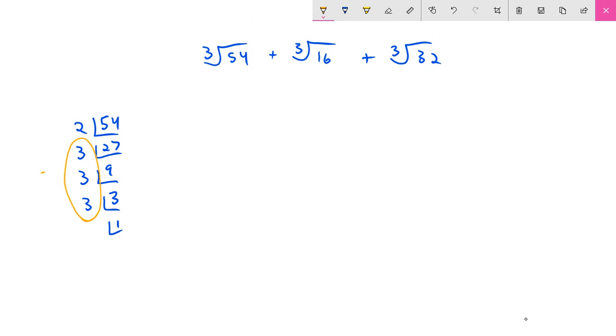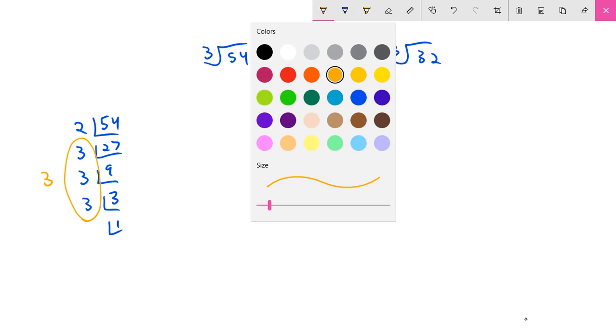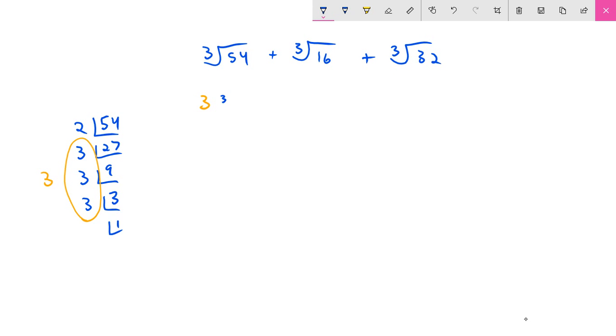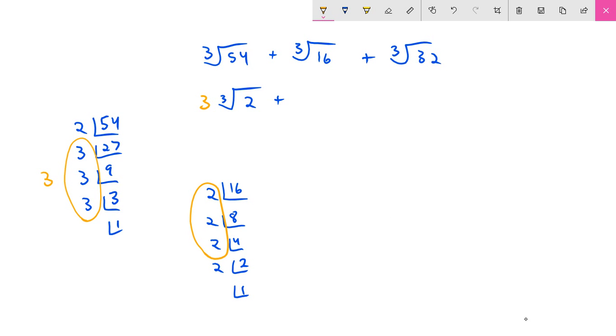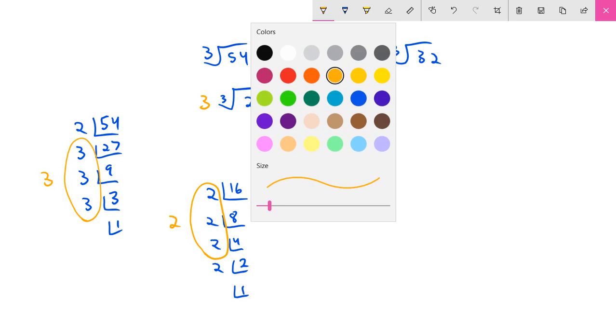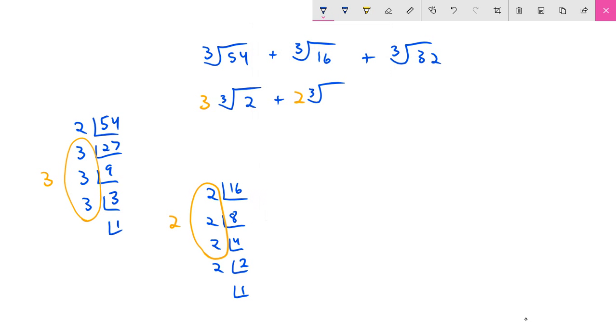So there we go. So what does the cube root of 54 simplify to? 3 cube root of 2. Good. Now let's do the plus the 16. So 16, what do I divide that by? 2. Gives me 8. 2 gives me 4. 2 gives me 2. There we go. So I can circle a triple of 2's. And so what does the cube root of 16 simplify to? 2 cube roots of 2.